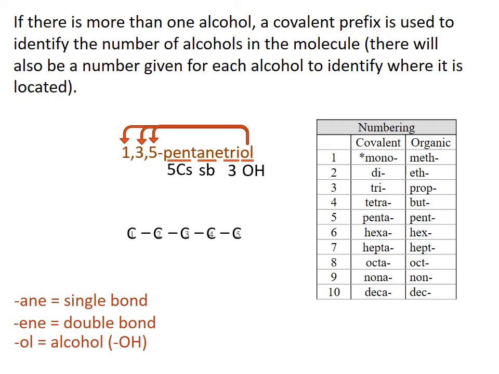So I number my carbons. I add an OH to the first, the third, and the fifth carbon. Now I add hydrogens to make sure that each carbon is making 4 bonds. So I add 2 to the first carbon, 2 to the second carbon, 1 to the third, 2 to the fourth carbon, and 2 hydrogens to the fifth carbon.